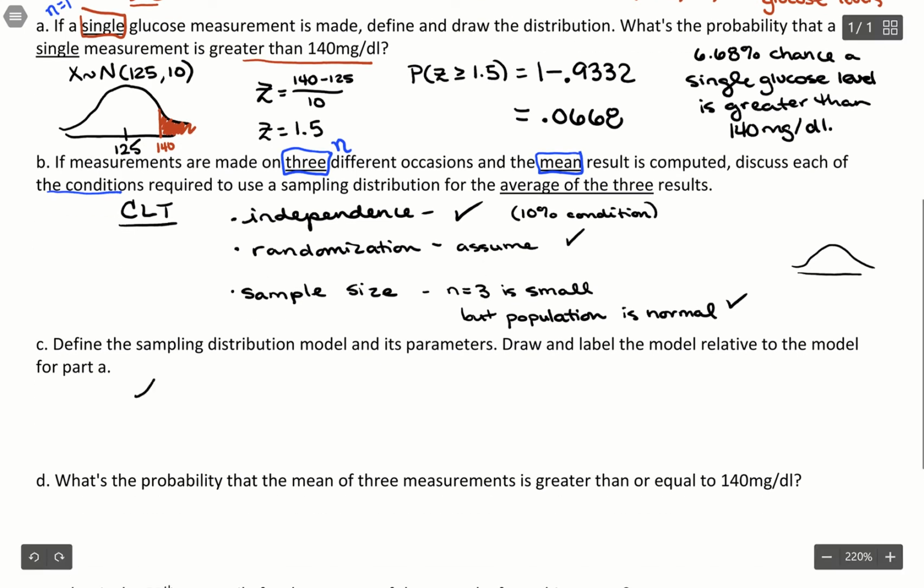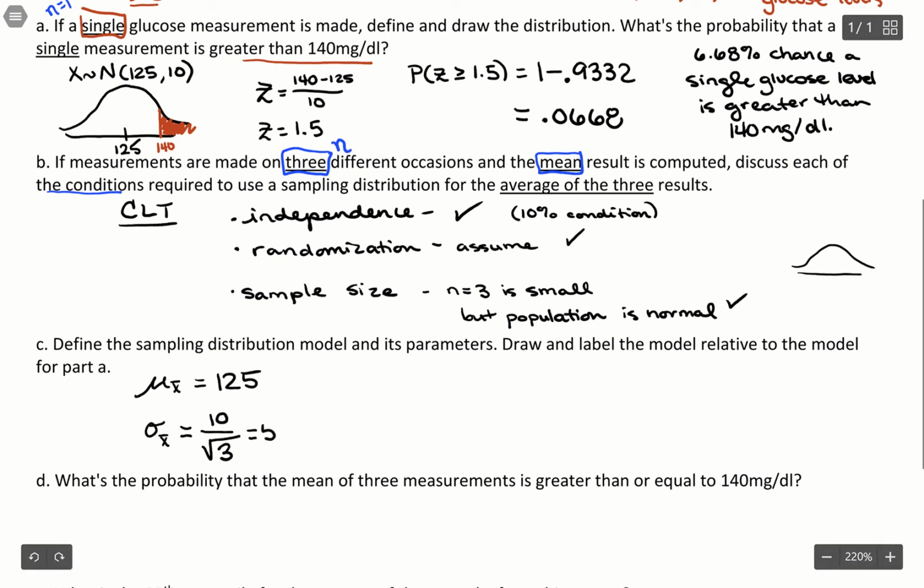So our parameters are going to be that population average and that population standard deviation for our sample means. Now the population average for these sampling distributions of means, you just copy that population average from your original population. So that's just going to be 125. So no calculation there. But the standard deviation we need to adjust for our sample size. So we take our old standard deviation, which was 10, and then divide it by the square root of our sample size, which is 3.